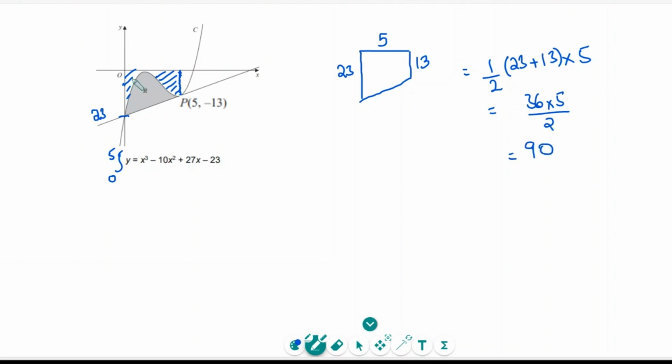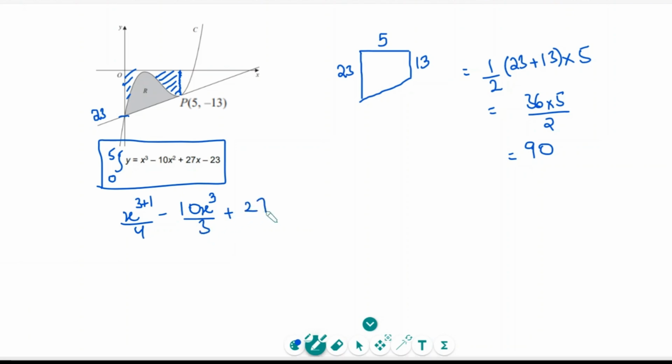So now if I find the region that I've marked with blue by integrating this expression or function with the limits 0 and 5, and I take it away from 90, I will get the area of the shaded region. So let's quickly integrate this. When you integrate this, this will become x³ plus 1, which is 4, so x⁴ divided by 4, minus 10x² plus 1, which is 3, so divided by 3, plus 27 x has a power of 1, so 1 plus 1 gives you 2, divided by 2, minus 23 doesn't have anything, so you will write an x with it.